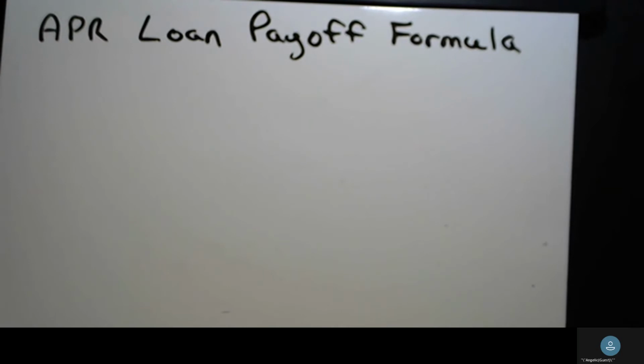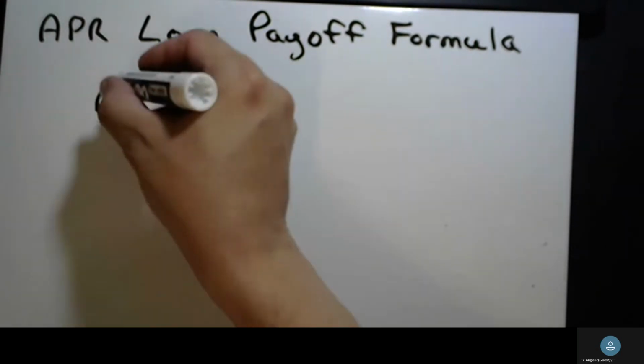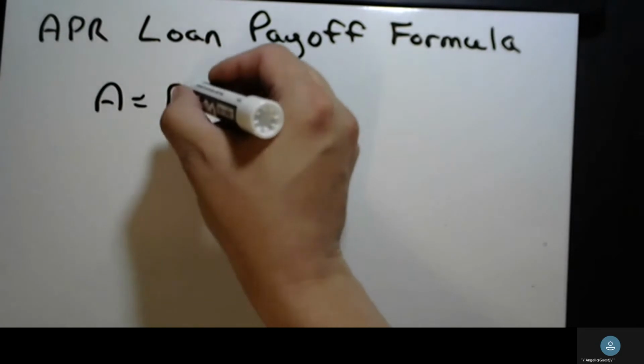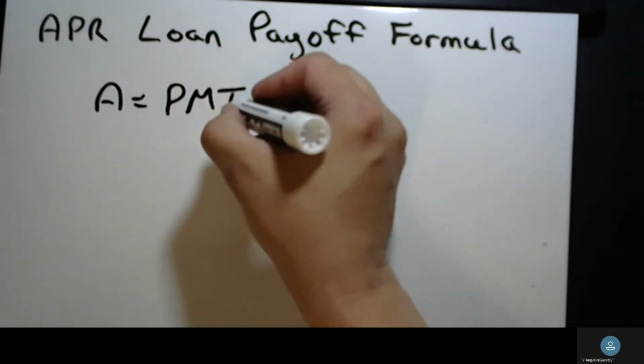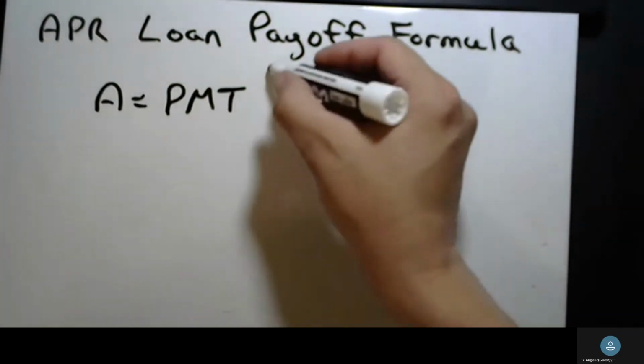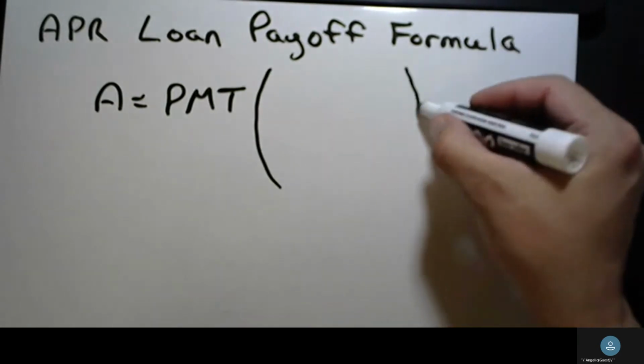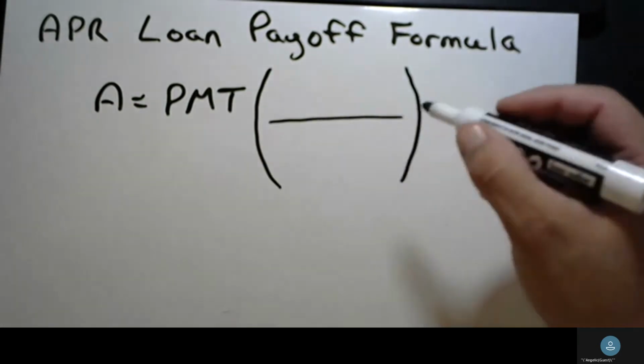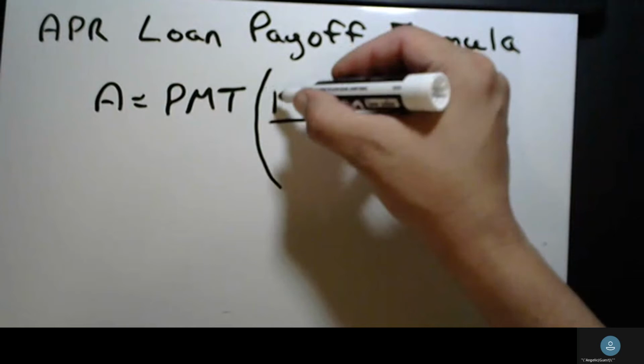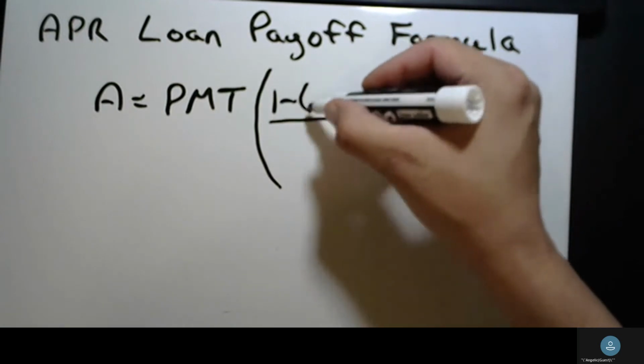So the APR loan payoff formula is going to be this. Basically, it's our payment formula, and you divide by everything in the large parentheses. With that, there's one little difference, just like with the other formula.